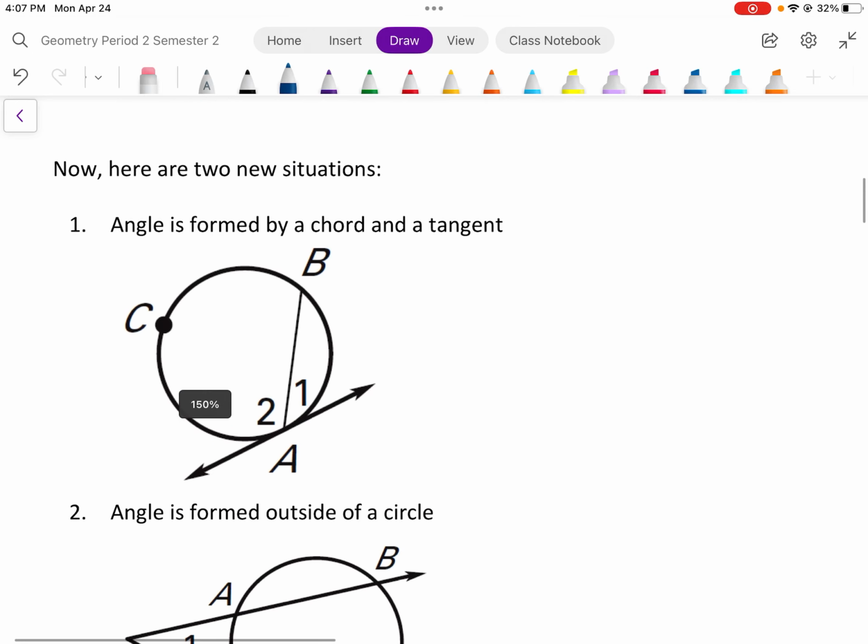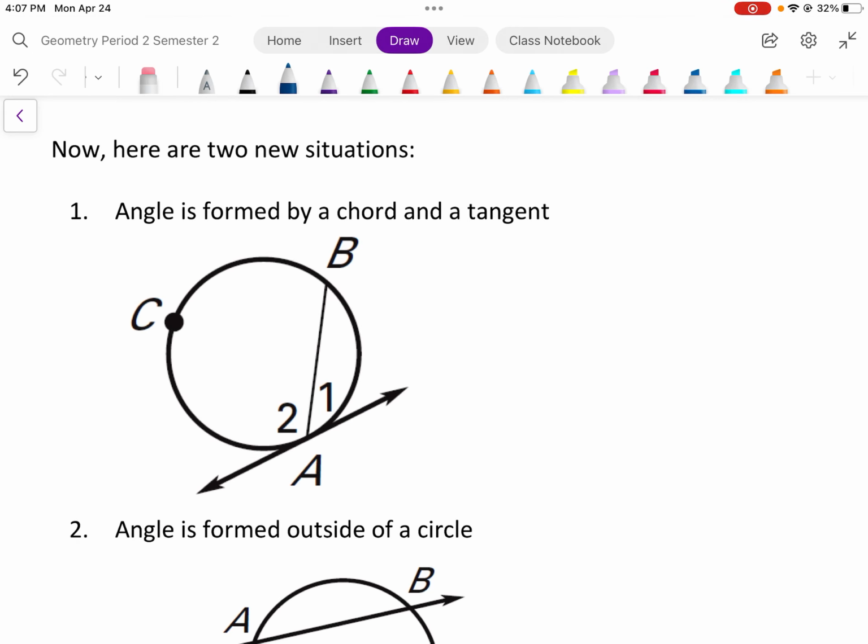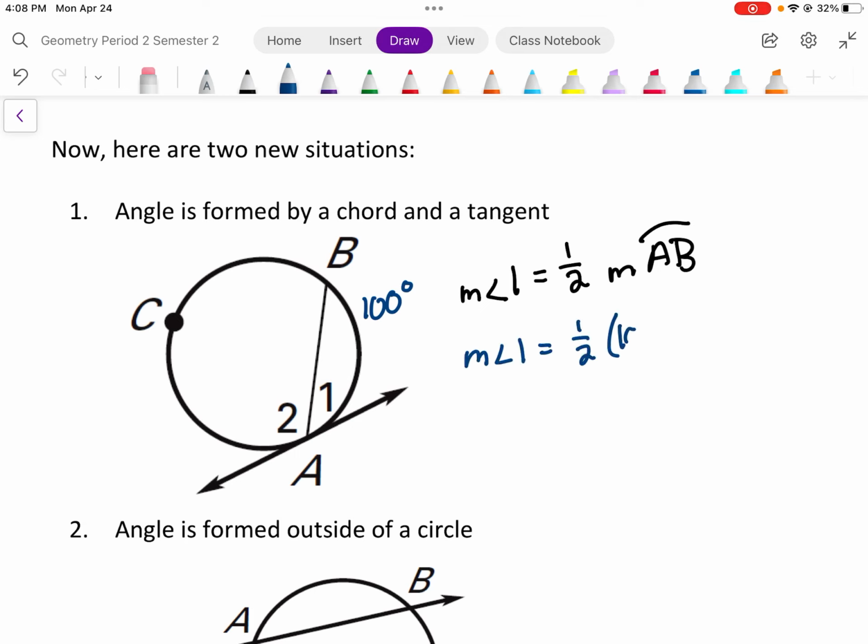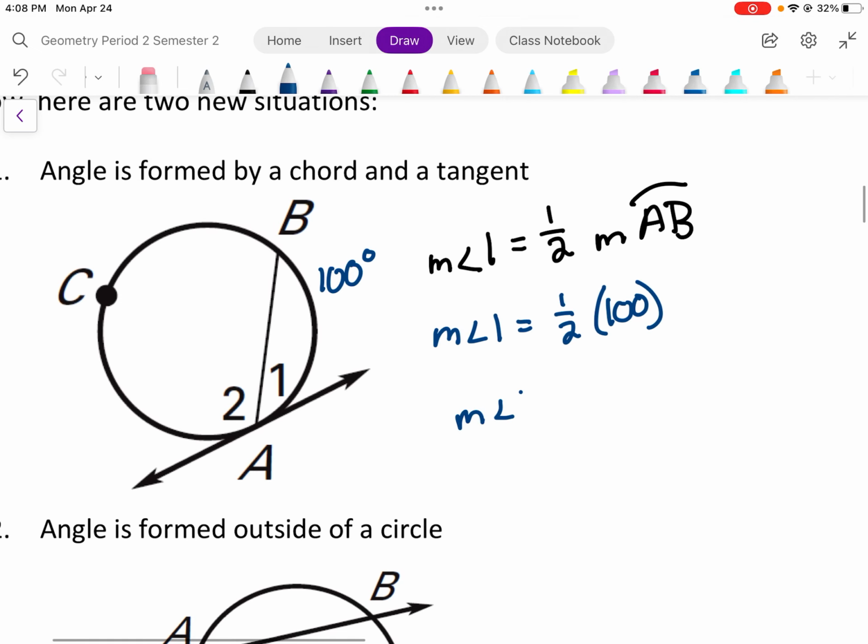Okay. So now here are our new situations. For this one, an angle formed by a chord and a tangent, we are going to be able to find the measure of angle 1 by taking half of the measure of the arc AB. So for example, if the arc AB had a measure of 100 degrees, then we would find the measure of angle 1 by taking 1/2 of 100, and that would be 50 degrees.